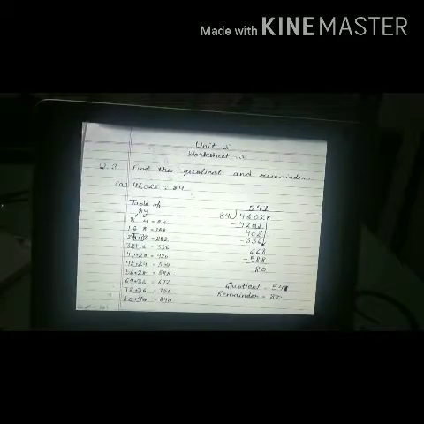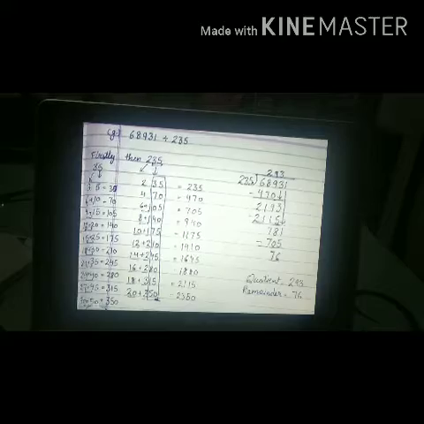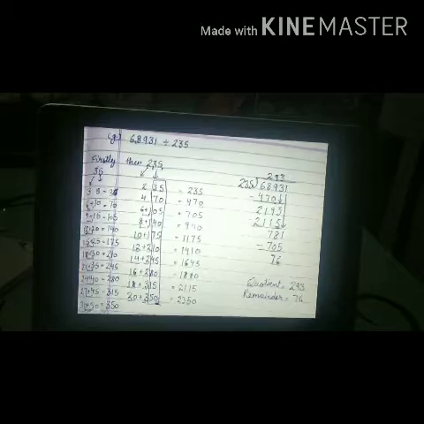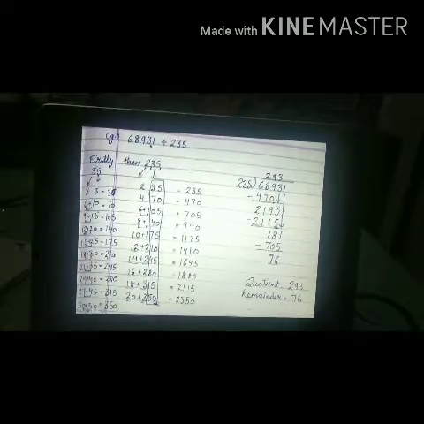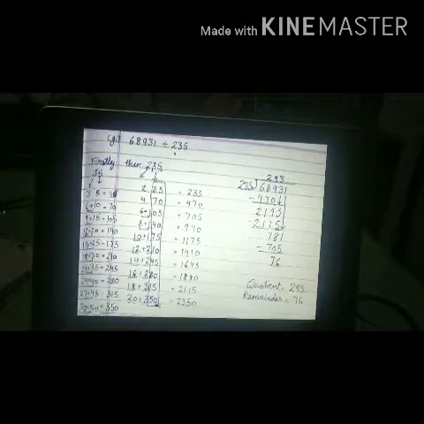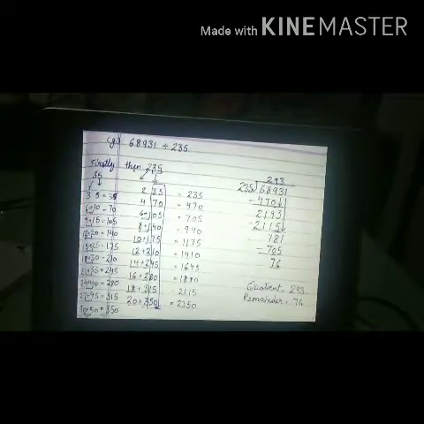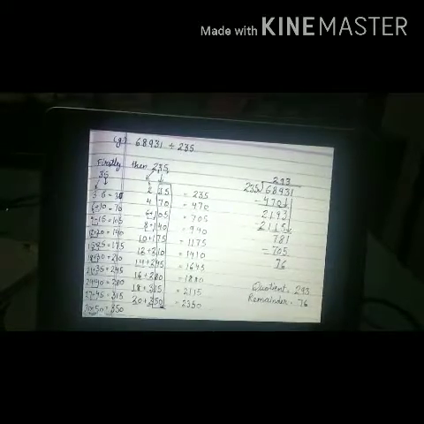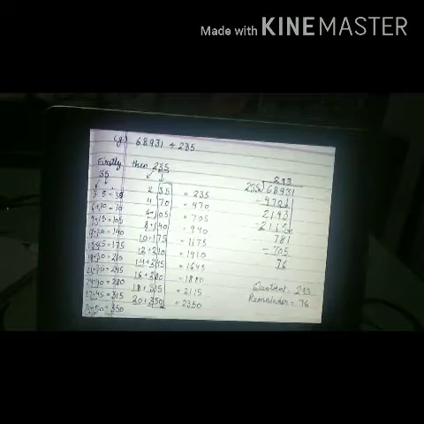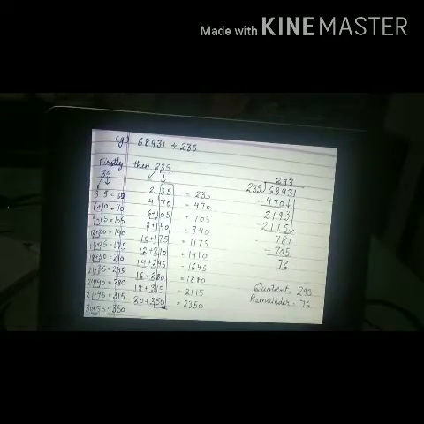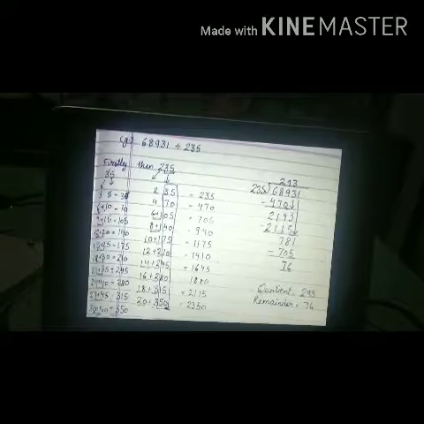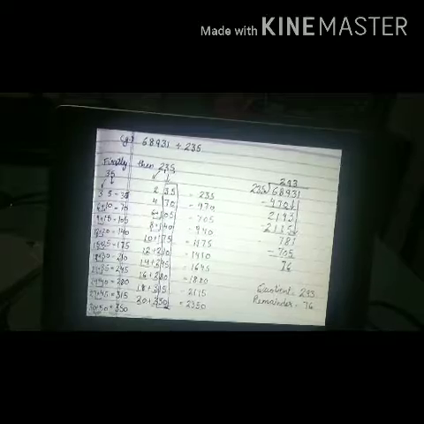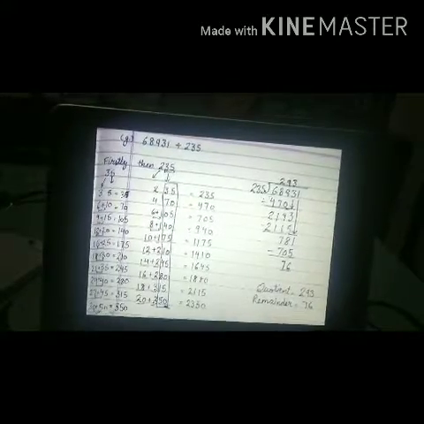One more sum we will do. This is part G: 68,931. We have to divide this number by 235. So firstly we will make the table of 235. For this we have to write the table of 2 and 35 separately. So you can make the table of 35 also like this and then the table of 235 like this and then start division.